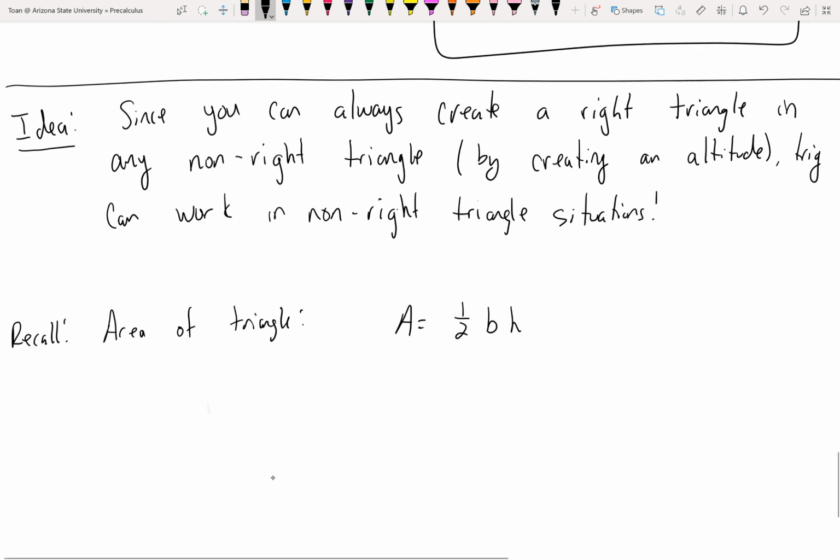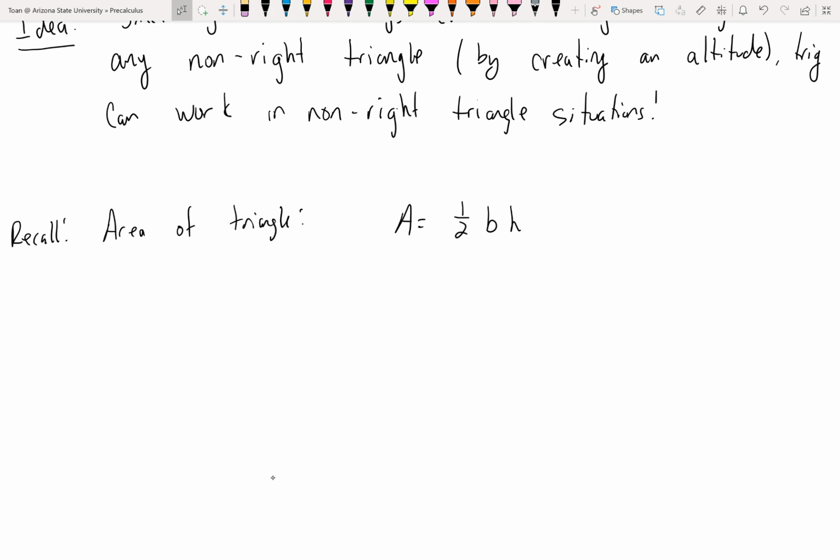So if I just have a generic non-right triangle, I'm specifically going to try to make it not right. So I'm just going to draw a random triangle. So boom, boom, boom. Here's a random non-right triangle, right?